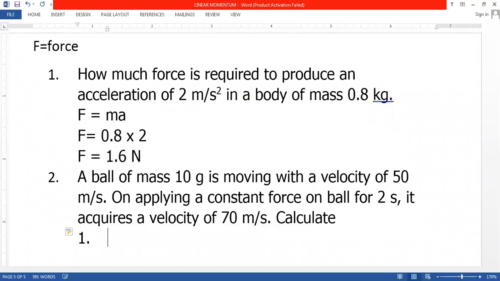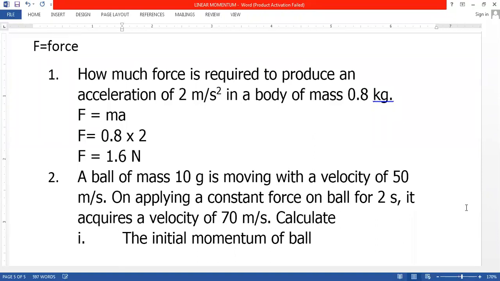One by one we will calculate. Calculate first the initial momentum of the ball. So we will do one by one. What we have to do is find out the initial momentum of the ball. Now, what will be the momentum formula? M into V. We will use the initial velocity, 50 meter per second. Very good. So start solving.